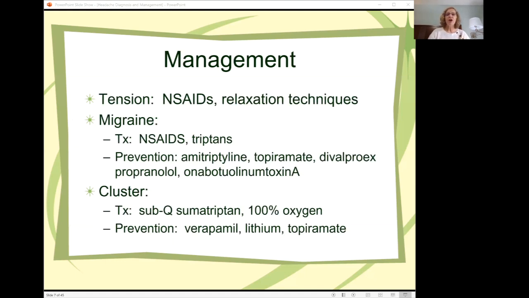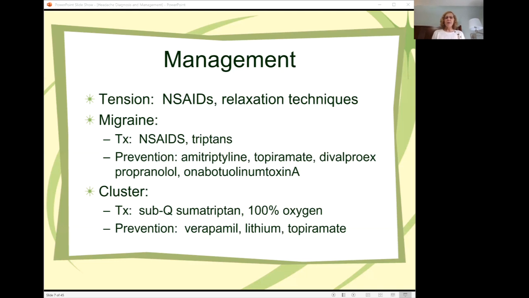Tension headaches are generally alleviated with over-the-counter analgesics. Ibuprofen has been found to be more effective than acetaminophen. Muscle relaxants, as well as relaxation techniques or physical therapy, may be helpful in preventing tension headaches.